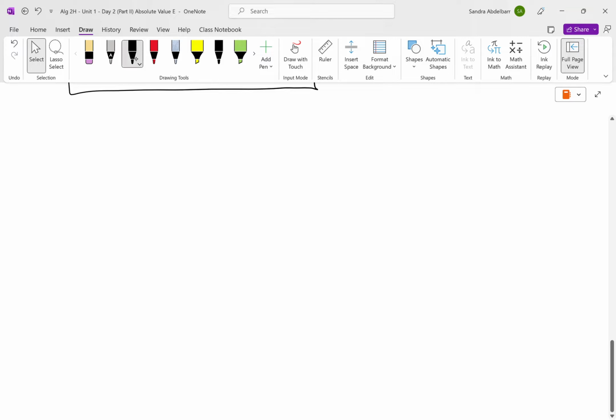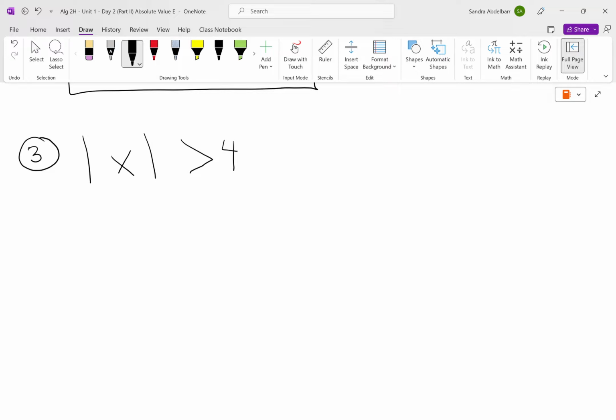Okay, now let's just look at the or scenario. Let's say I have the absolute value of x now has to be greater than 4. So we're going to split it into two different inequalities. How do we split it into two different inequalities? We're going to say x is greater than 4, x is less than negative 4.